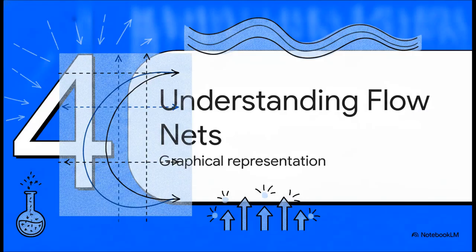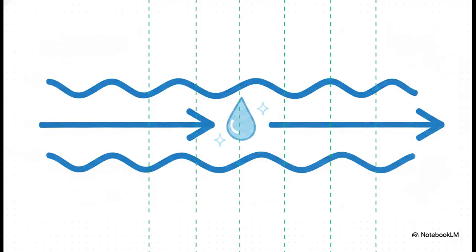Let's shift to Section 4, Understanding Flow Nets. To actually visualize all this messy underground water movement, we draw these things called flow nets, and they're made of two very distinct types of lines. First, you have flow lines. These just show the actual physical path the water is traveling. And second, you have equipotential lines. These simply connect points that have the exact same hydraulic head or energy level. So the water travels along the flow lines, and as it loses energy, it crosses over those equipotential lines.